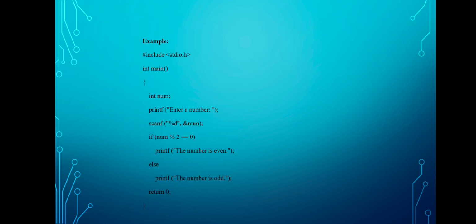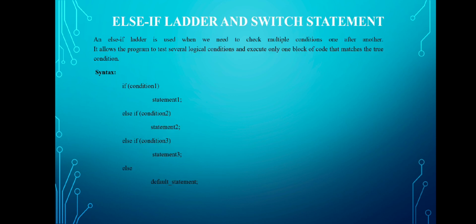Here, the program checks if a number is divisible by 2. If yes, it prints "the number is even." Otherwise, it prints "the number is odd." This is a very common example used in programming classes.